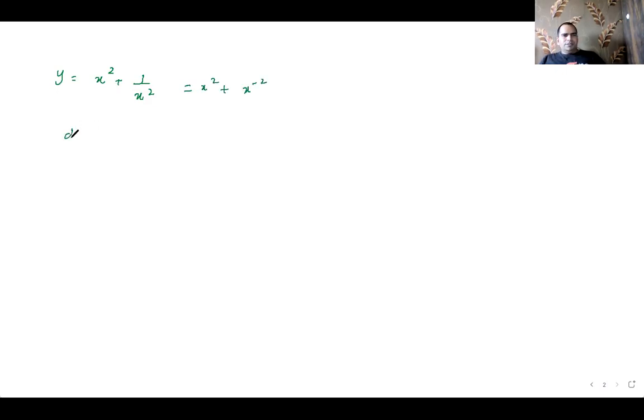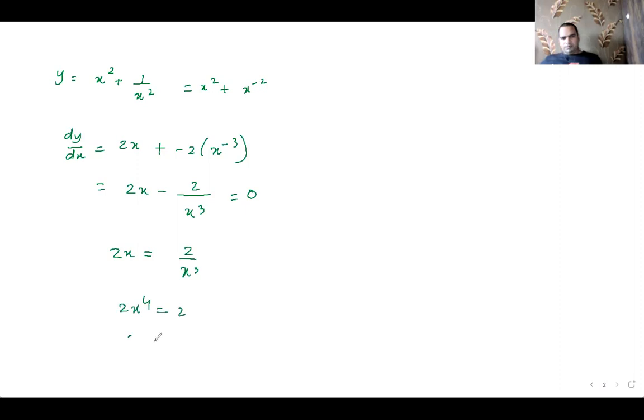Now you do dy by dx. So dy by dx will be 2x plus the derivative of this, which is going to be negative 2 x to the power negative 3. So the derivative will be 2x minus 2 over x cubed, equal to 0. That's the derivative function. Now if I equate this, 2x equals 2 over x cubed, cross multiply, it will become 2x to the power 4 is 2. So x to the power 4 is 1, and you get x is plus or minus 1.